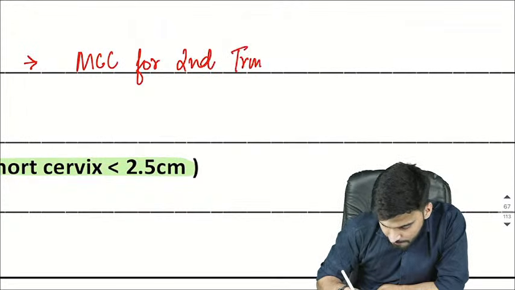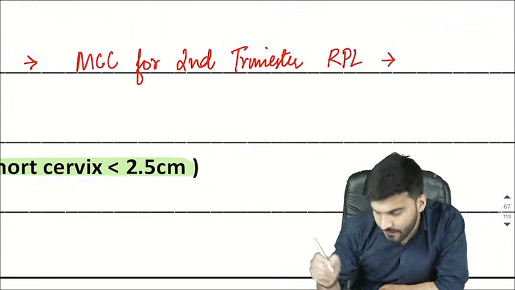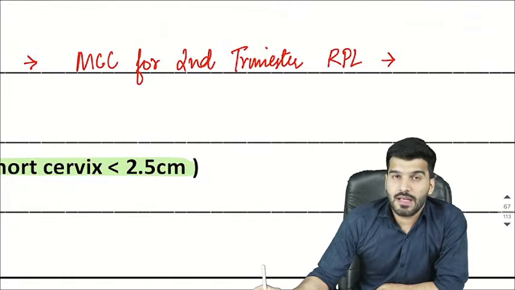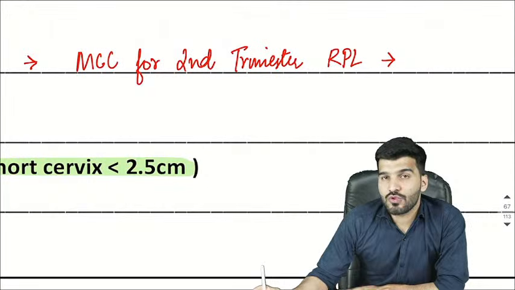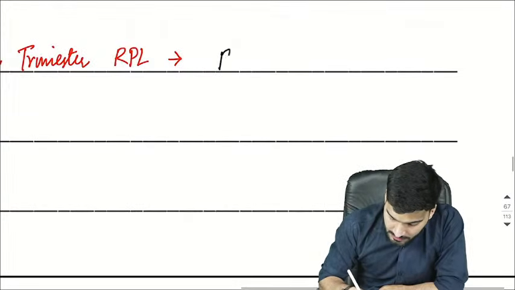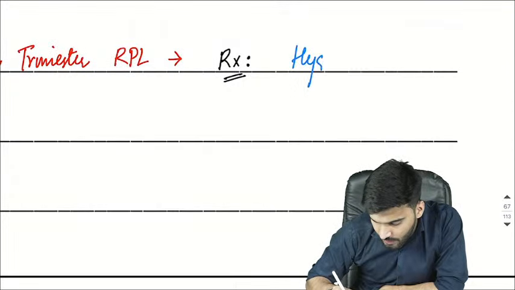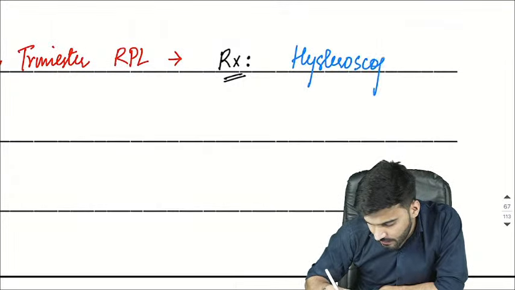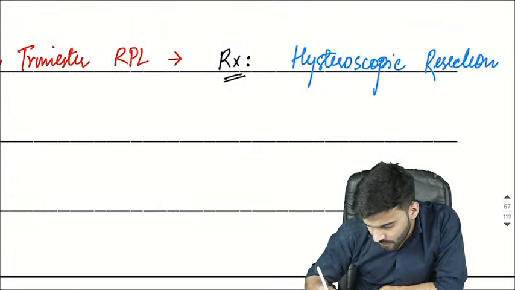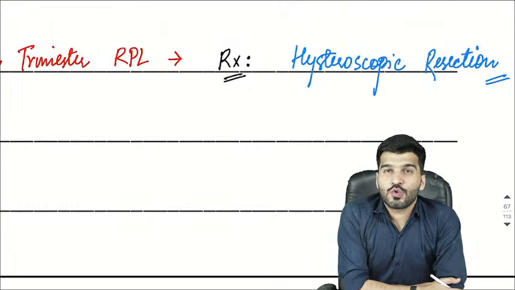second trimester recurrent pregnancy loss. What is recurrent pregnancy loss? When we have two consecutive or more abortions. And the second trimester most common anatomical cause is going to be septate uterus. Also remember the treatment for a patient with a septate uterus is hysteroscopic resection. Clear to everybody?